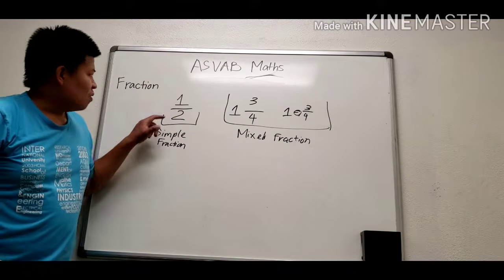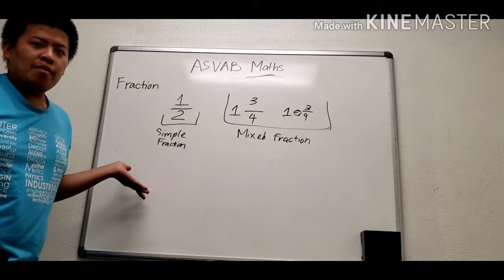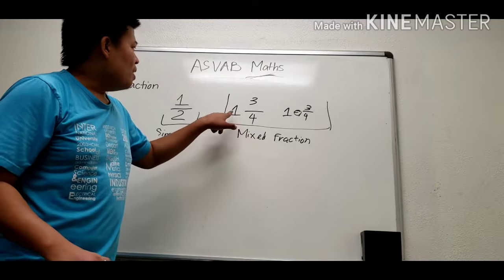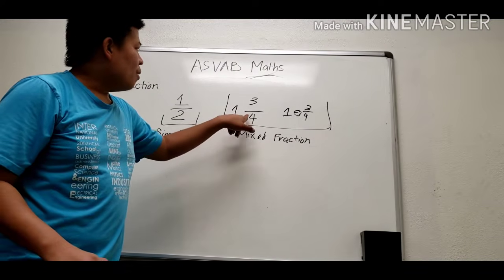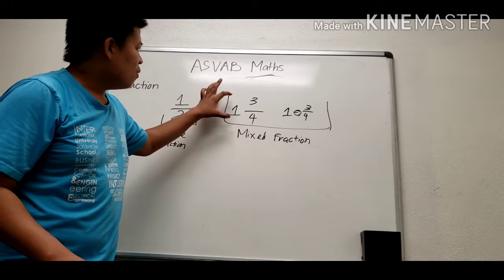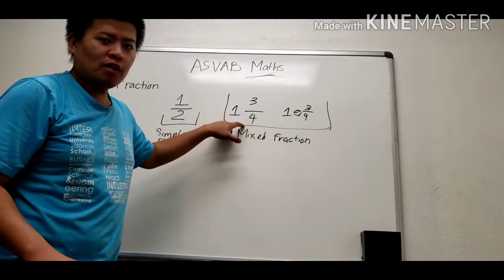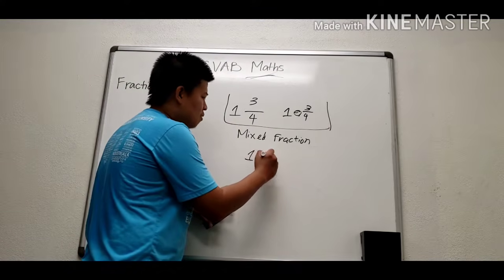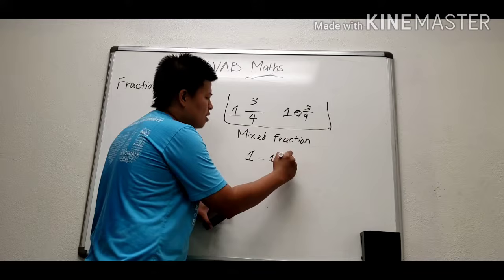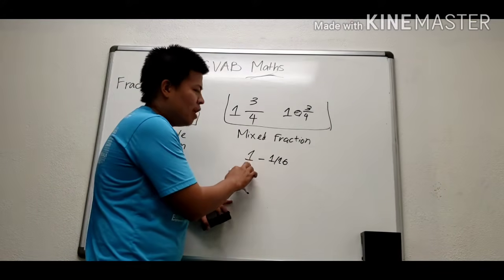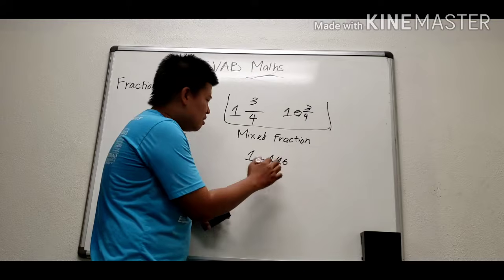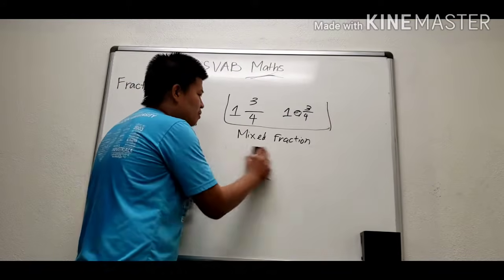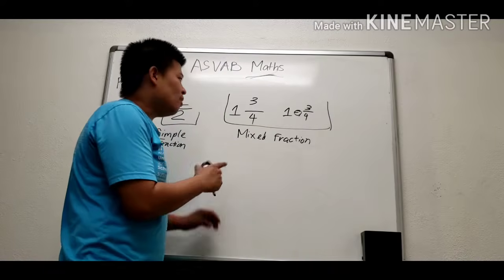A simple fraction means they cannot simplify anymore. That's called a simple fraction. A mixed fraction means that we have a number in here plus the fraction in here. So we call it 1 and 3/4. In the test, when they make the test, they put it like this. This means that's the fraction, not 1 minus 1/16. No, this is not minus. That's about the mixed fraction. Be careful. Sometimes the test will trick you like this.